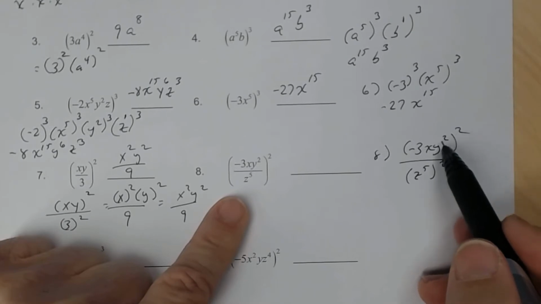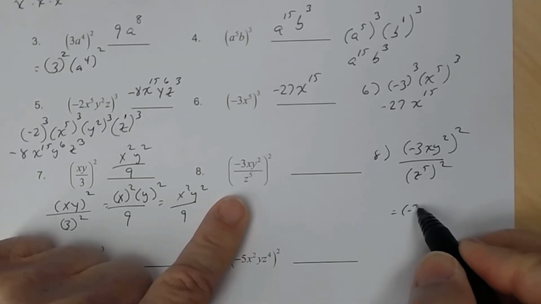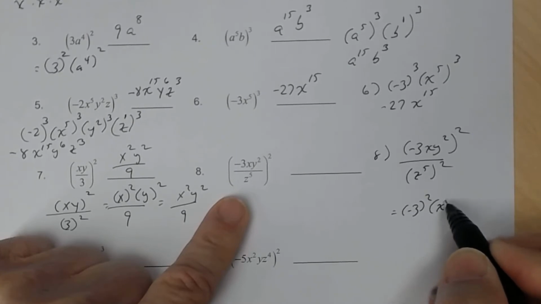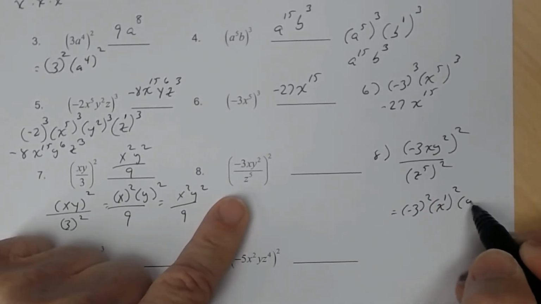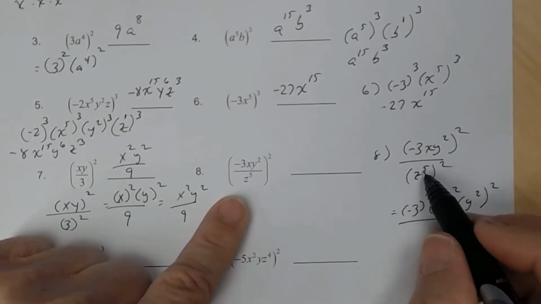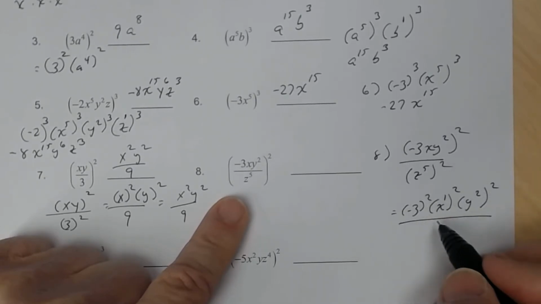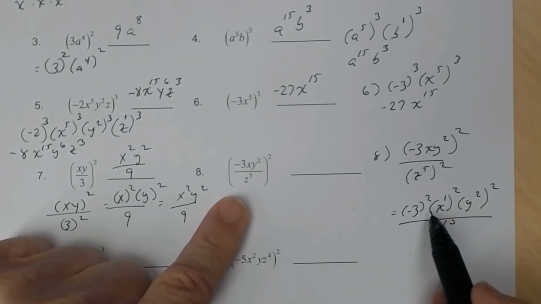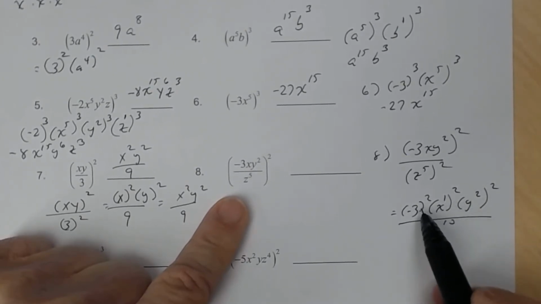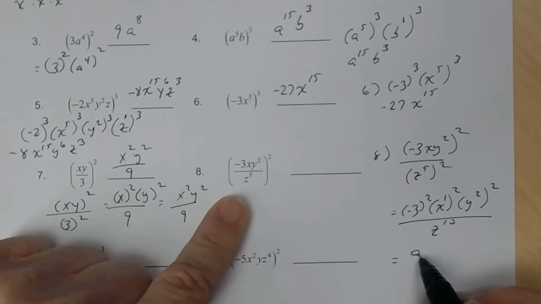Now use the power of a product here. So it'll be negative 3 squared times x. Remember, there's no exponent, so it will be 1. So x to the first squared, and then y to the second squared divided by, and then I'm just going to go ahead and use, notice this is the power rule, so 5 times 2 is 10. And then using the power rule with these, and just knowing that negative 3 squared means negative 3 times negative 3, which is a positive 9.